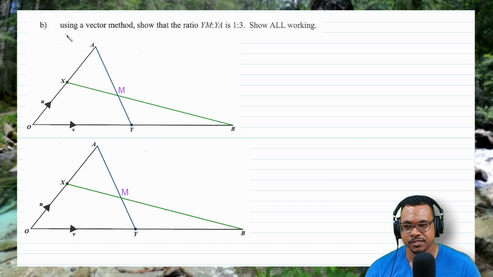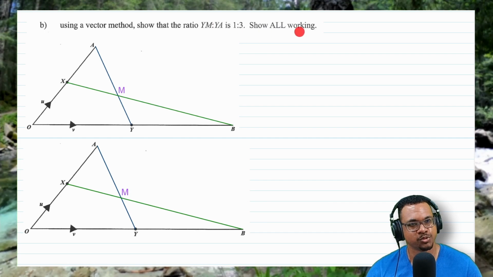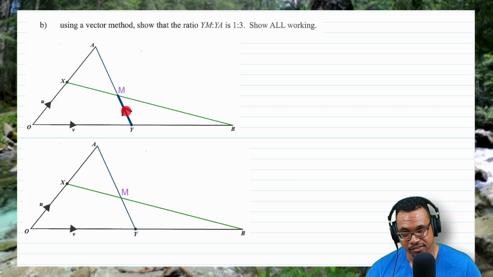All right, so the last part of this question is to use a vector method, show that the ratio of YM to YA is 1:3, show all working. So let's determine what is Y to M. So Y to M is right here. And if you want to find out what this vector is, you have to use the triangle law. So we need to form a triangle. So you can get a triangle right here, and we just found out what BM was. So this will be my resultant vector here, YM. So that's Y going to M, like this. So my arrow is going like this, and this is my resultant vector.